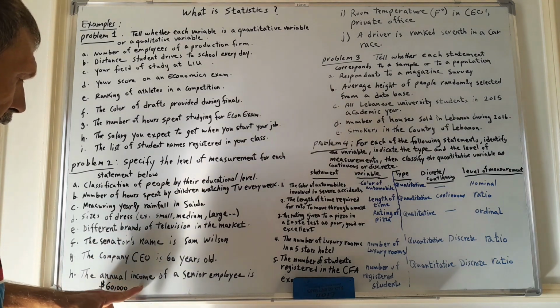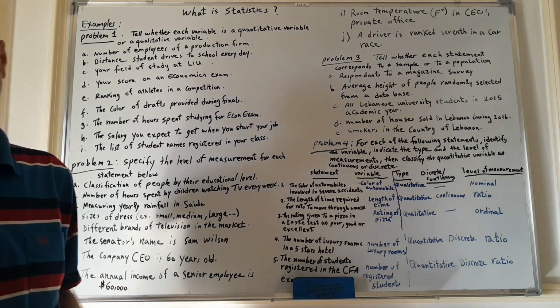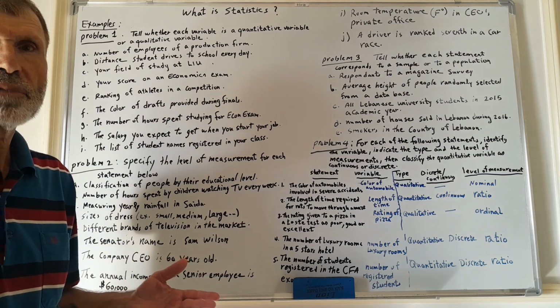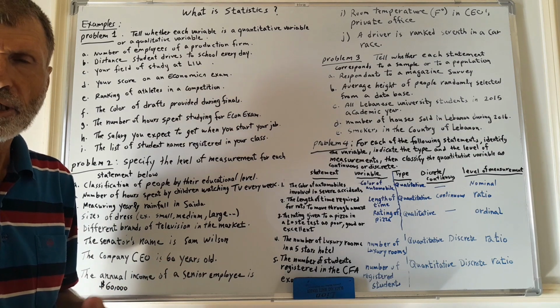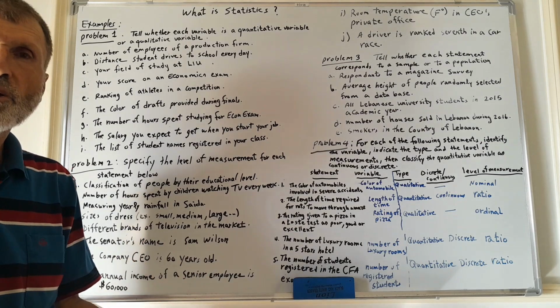The annual income of a senior employee is $60,000. Still, it is a ratio. It could be his annual income is 0, nothing. 0 is meaningful. The ratio of two numbers is also meaningful.